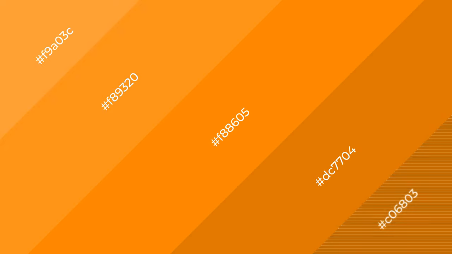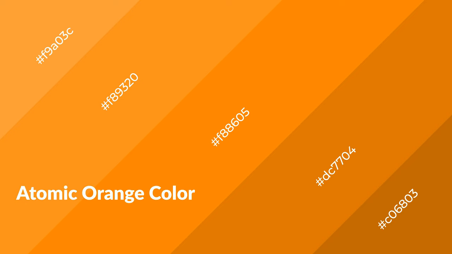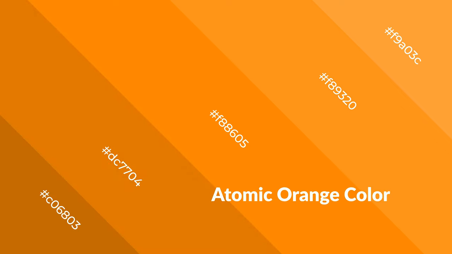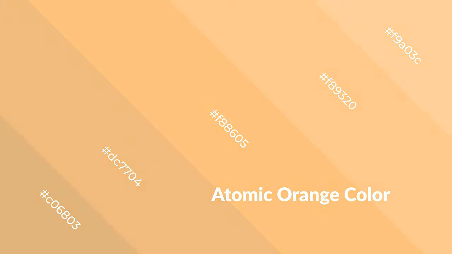Atomic orange is a warm color, and it emits cozier and active emotion. Warm colors are symbols of warmth, fire, heat, and sunshine. It also evokes joy, passion, love, and even anger emotions. You can see them used in restaurants and gyms.